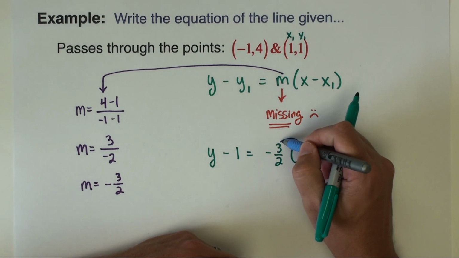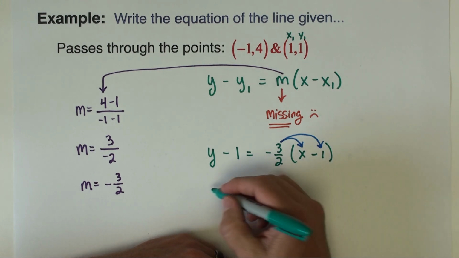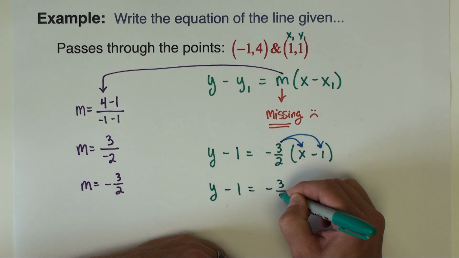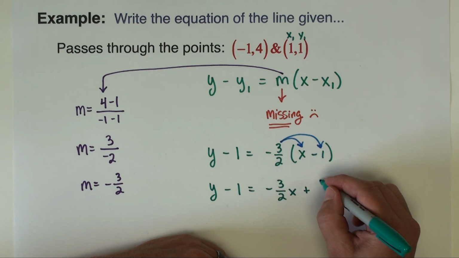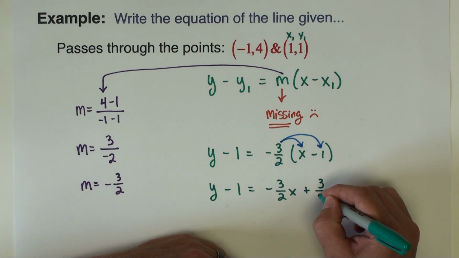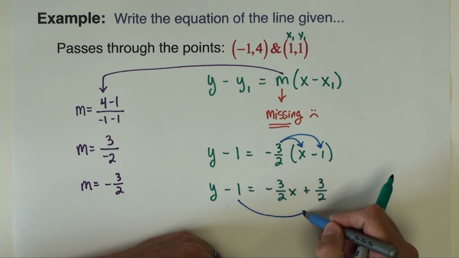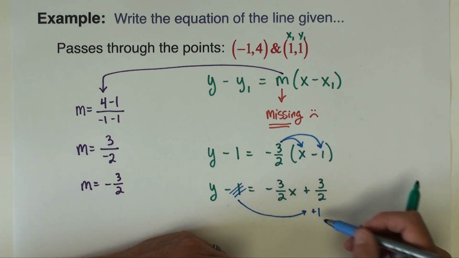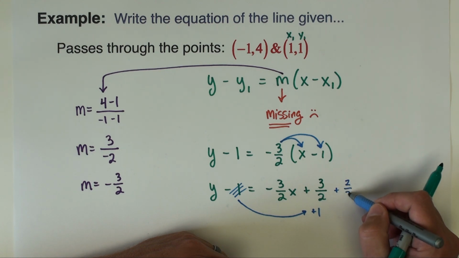I'm going to distribute negative 3/2. So we have y minus 1 equals negative 3/2 x, the negative times negative will become positive, and 1 times 3/2 is 3/2. And we're going to add the 1 to both sides to cancel that out. Adding 1 so we get a common denominator is like adding 2 over 2.